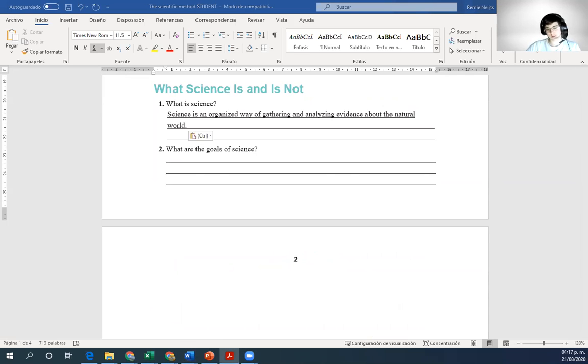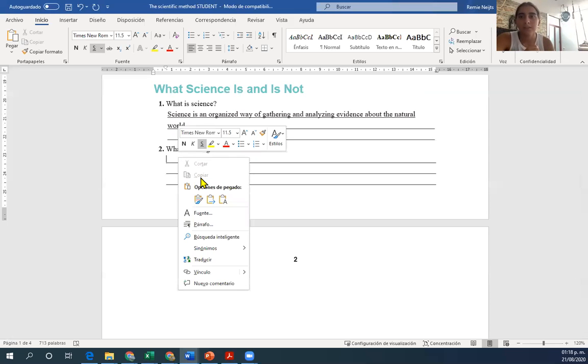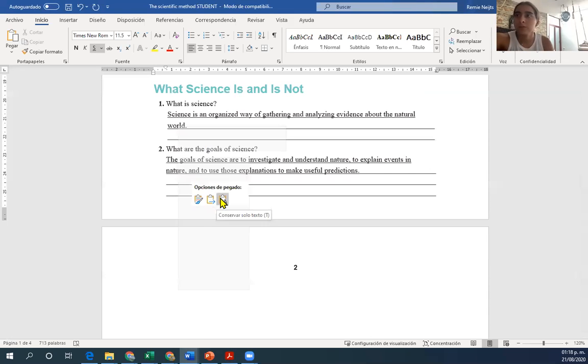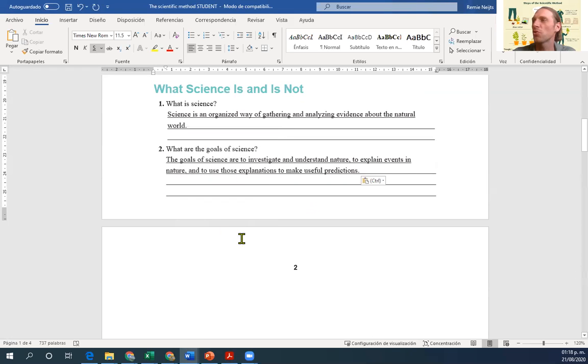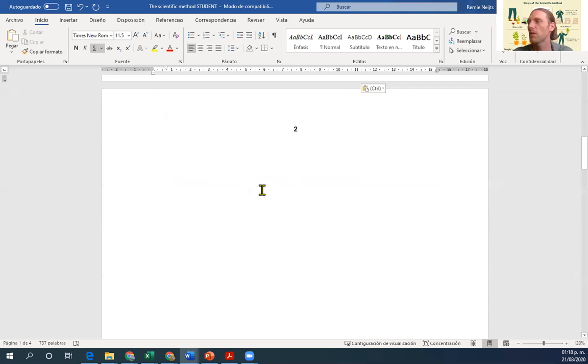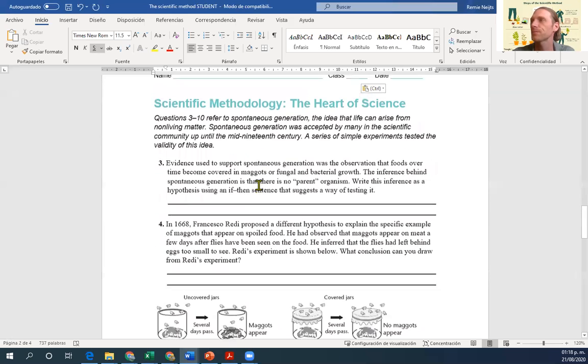To find an answer to something? Yes, good. To explain events in nature, to find answers, explanations, predictions. Okay, somebody wants to contribute something to this? To find solutions for things with human cause, like global warming and that stuff. Yeah, very good. I give here the answer. The goals of science are to investigate and understand nature, to explain events in nature, and to use those explanations to make useful predictions. Could be a complete answer, but there are other possibilities.